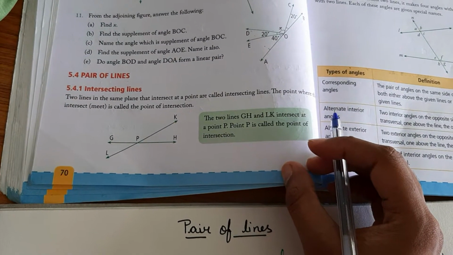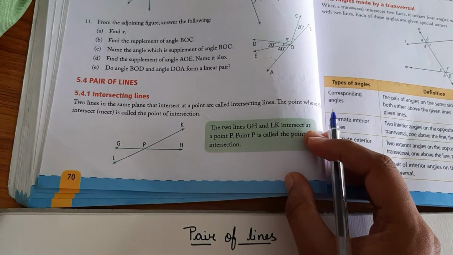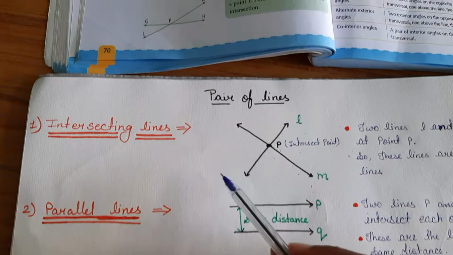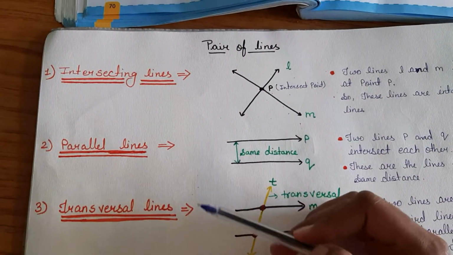Good morning, dear students. Now let us begin our new topic, pair of lines. Here I am explaining this pair of lines: intersecting lines, parallel lines and transversal lines.